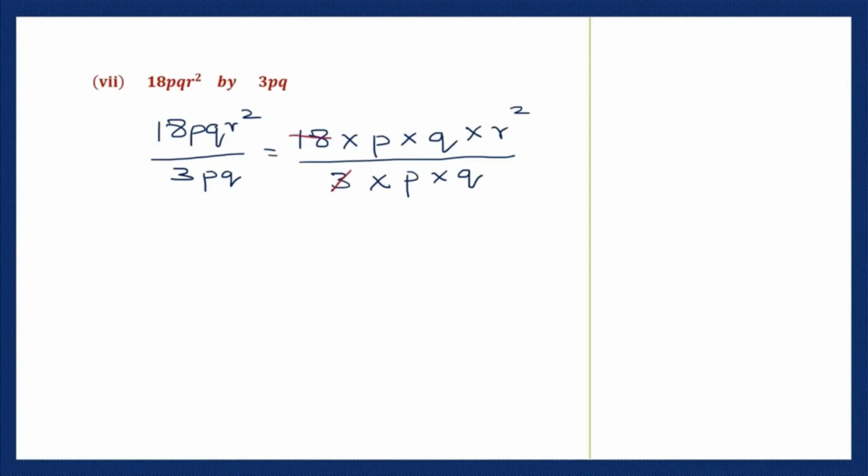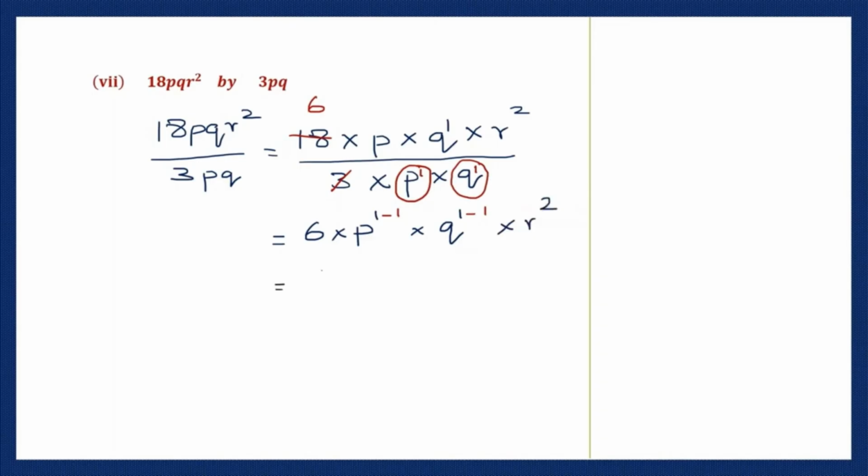So 3 6s are 18, and using the exponent law, this will be 6 into p to the power of 1. Then I have this p here raised to the power of 1. So it is 1 minus 1 into q. This is 1. So that is, I'll put 1 here. And this is q raised to the power of 1. So on top I write 1 minus 1 into r raised to the power of 2.